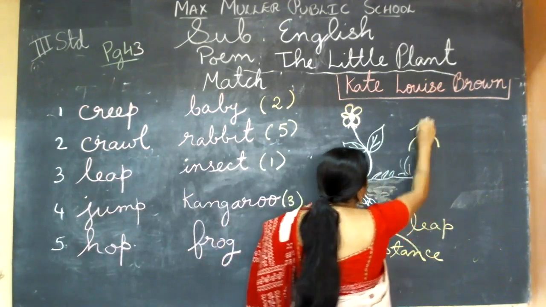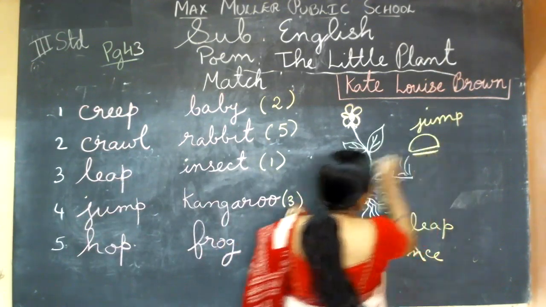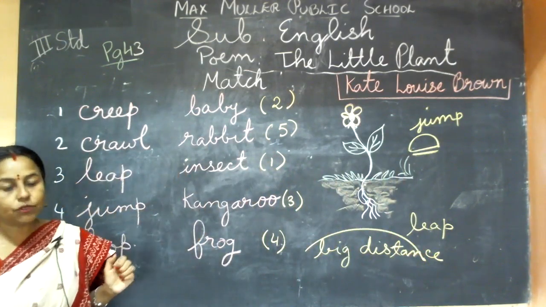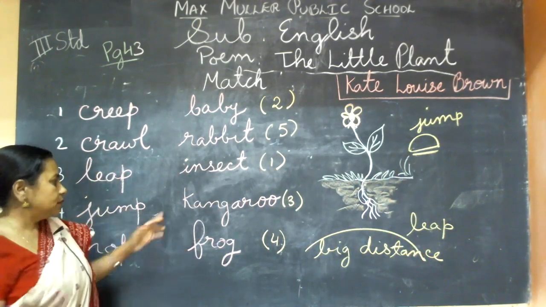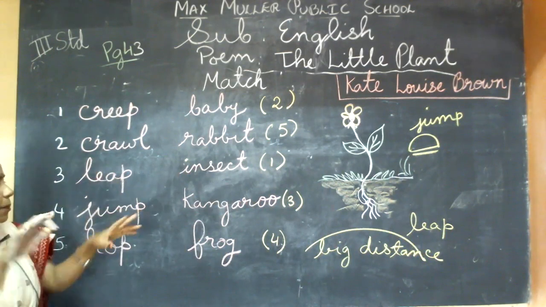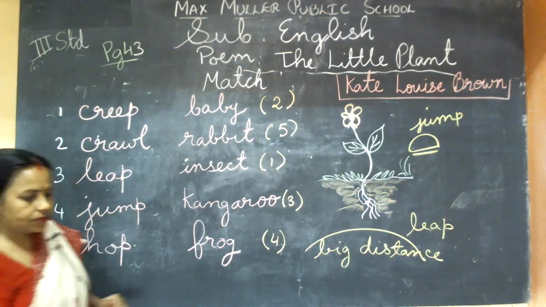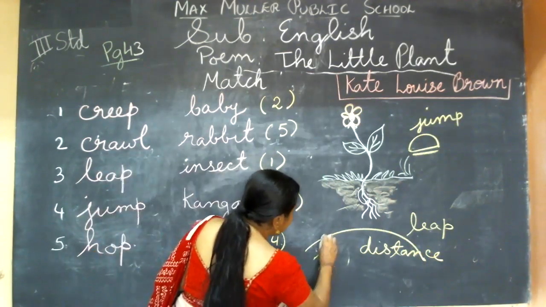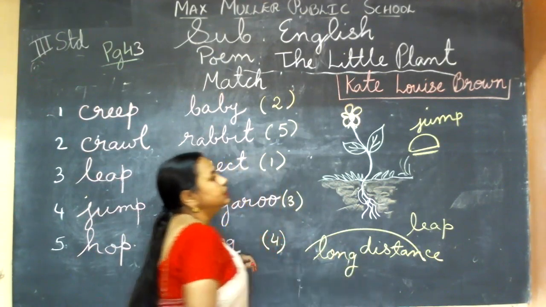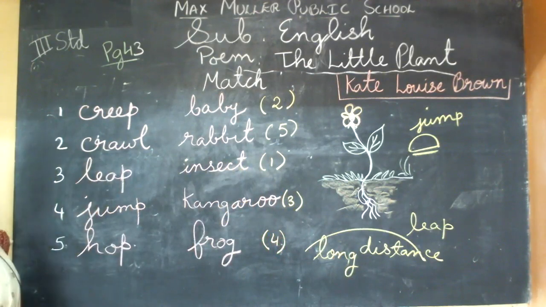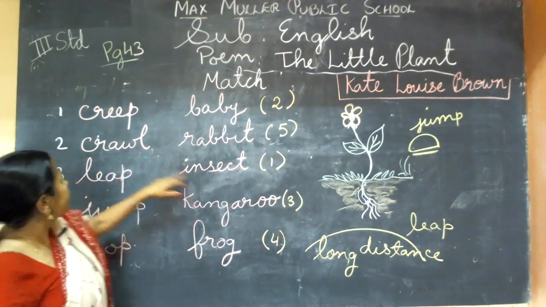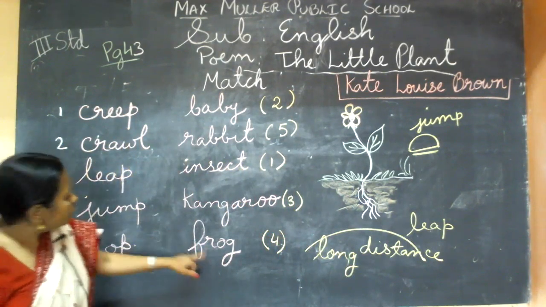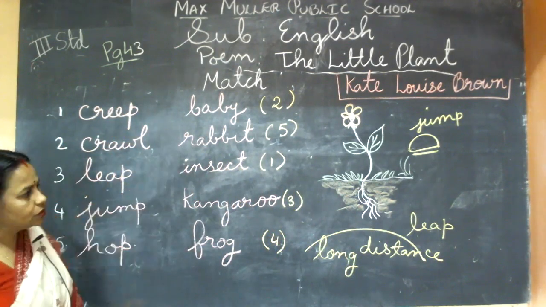So this is jump. This small distance they can cover. Understood the difference? Because kangaroo, they have a very strong tail also, plus their backside legs are very, very strong. So with one jump they can cover a long distance. So that is only called leap. That is the difference between jump and leap. Understood? So creep, insect; crawl, baby; leap, kangaroo; jump, frog; hop, rabbit. Okay, so this much understood.